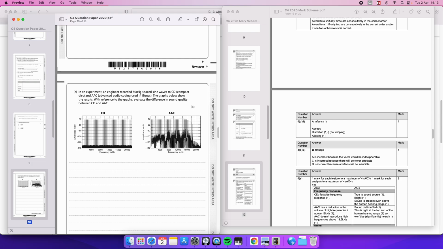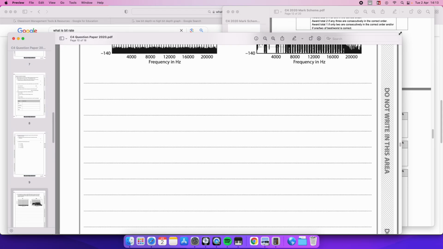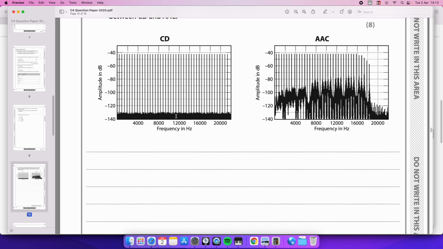Right, here we go. In an experiment, an engineer recorded 500 hertz spaced sine waves to a CD, compact disc in brackets if you don't know what that is, and an AAC, which is used in iTunes here. The graphs below show the results. With reference to the graphs, evaluate the difference in sound quality between CD and AAC. So if you take a look here, it's kind of hard to look at. I'm going to zoom way in.